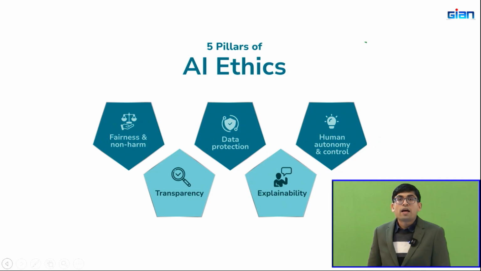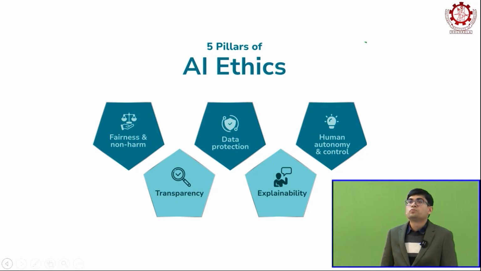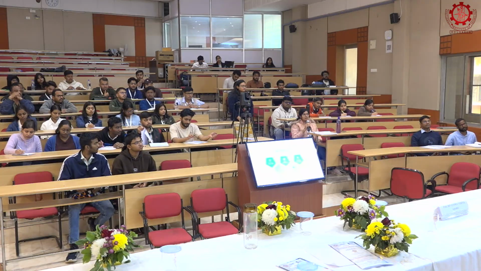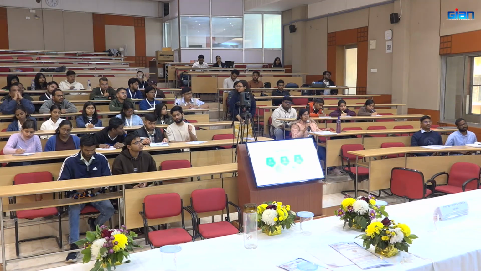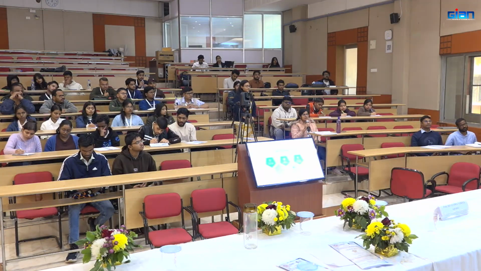So fairness and non-harm. What does that mean? So what does fairness mean? Anyone? Non-bias, not biased. The prediction should not be biased depending on the data set. Okay, and then what are the factors that could cause this bias? So there's a hand there.